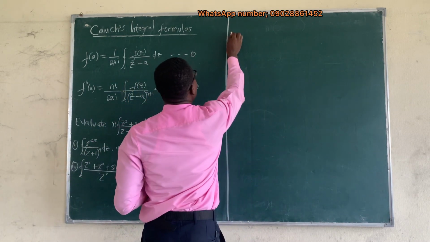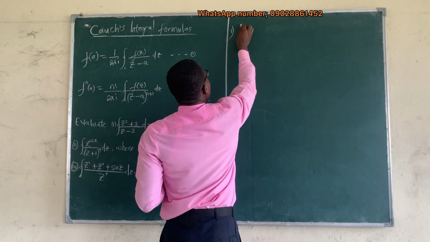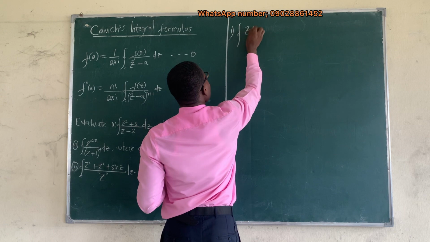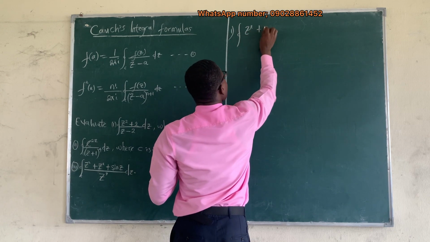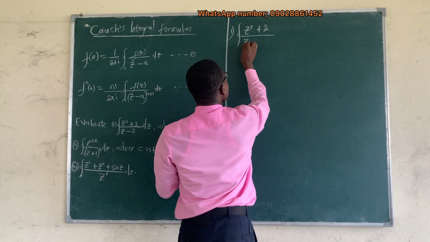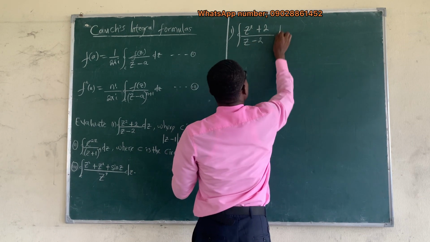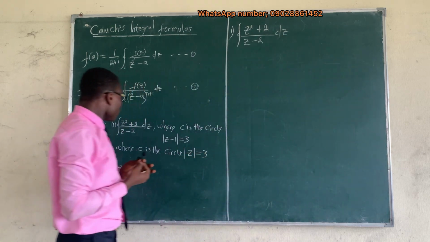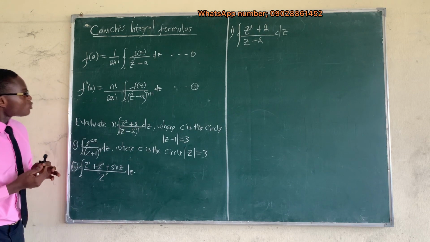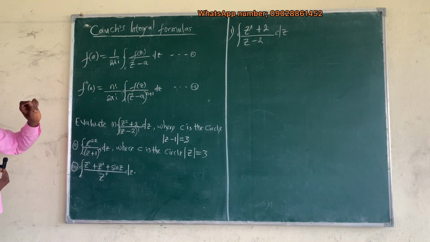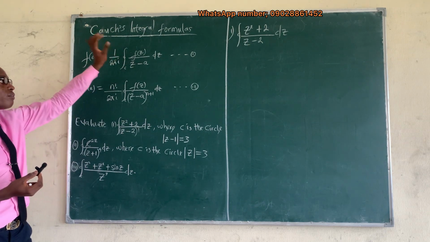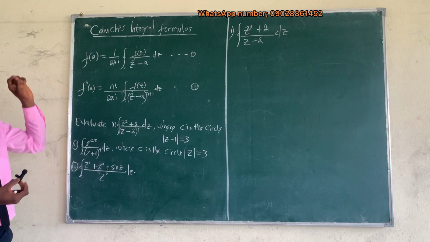We are going to take the first one, I. The integral of z squared plus 2 over z minus 2 dz. Please take note, if you observe, the power here is 1. So it means we are going to use the first formula. And the first formula is f of a equal to 1 over 2 pi I, the integral of this dz. So we are using the first formula.